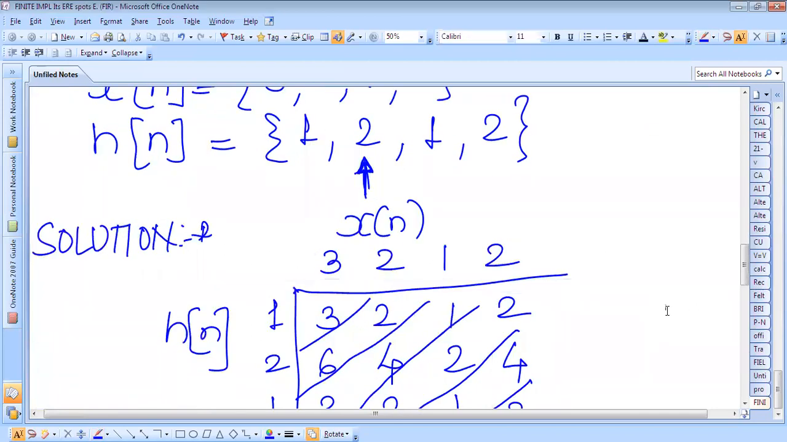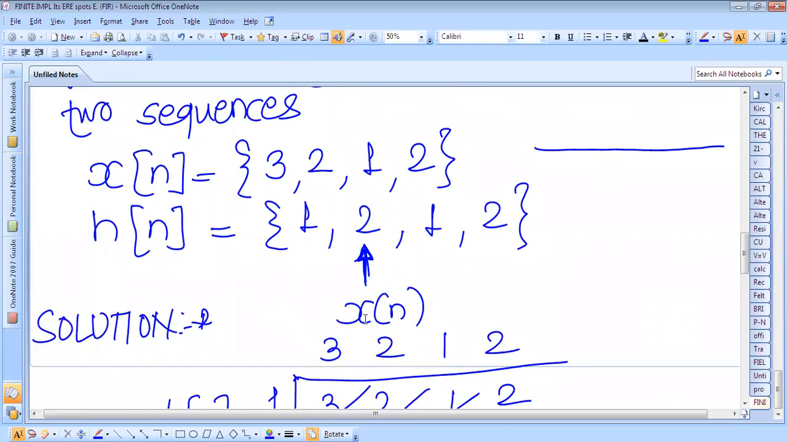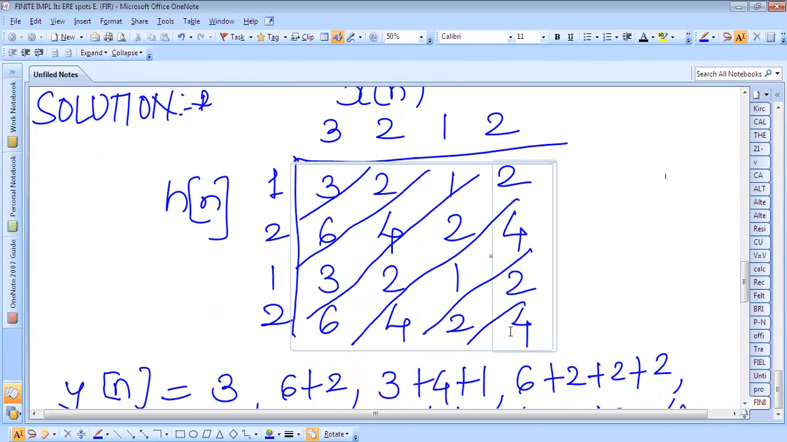Therefore, we can write the input x of n on this side and the impulse response on this side. We have written the input 3, 2, 1, 2 and the impulse response, and we just multiply them, because it is a convolution sum of the two sequences. 3 times 1 is 3, 3 times 2 is 6, and so on. After all this is multiplied, we have to find the output y of n.